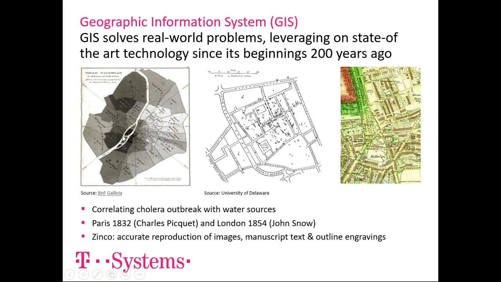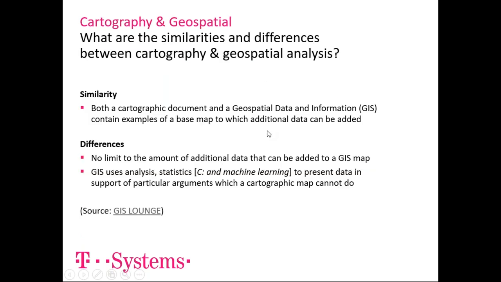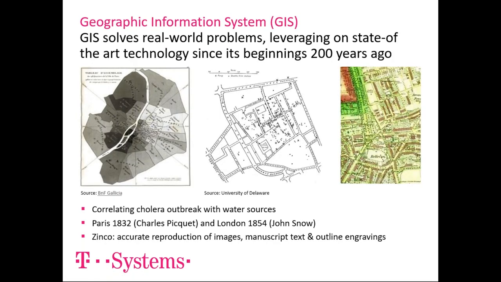And this observation that cholera is spreading through water instead of air was confirmed during the cholera outbreak in London in 1854 by John Snow. And the technological revolution that propelled the advent of geographic information system is photozincography, or in short, zincography. And zincography essentially enables an accurate reproduction of images, manuscript text, and outline engravings.